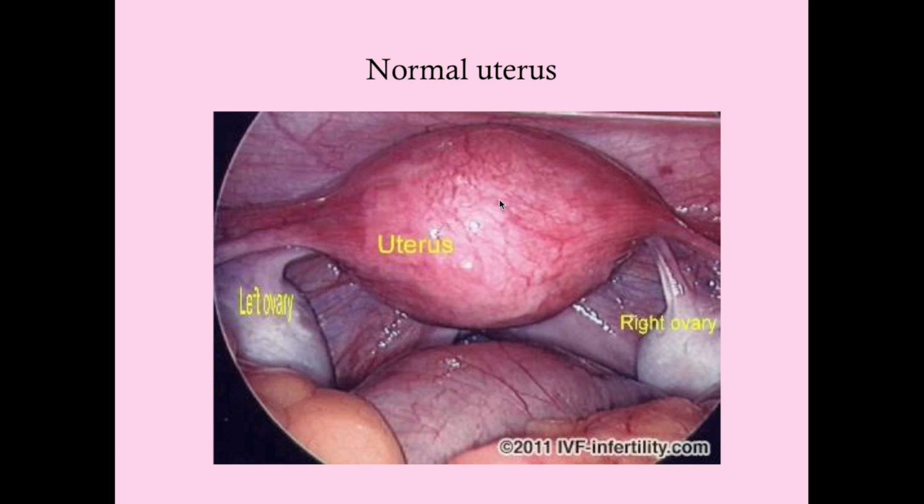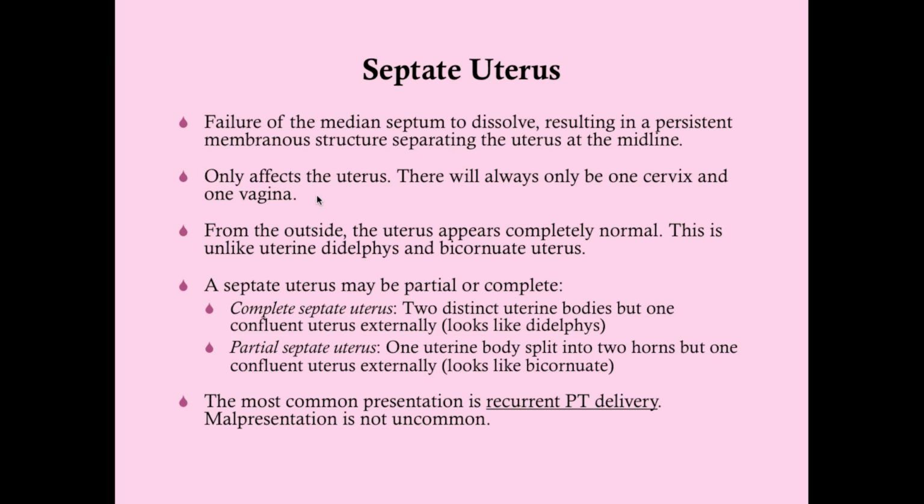The only problem is you have this septum in the middle, and you would not be able to tell that laparoscopically. You would only be able to tell that by MRI or hysterosalpingogram. So this only affects the uterus. There will always only be one cervix and one vagina. From the outside, as I mentioned, the uterus will appear completely normal. This is unlike uterine didelphys and bicornuate uterus, where you would see, if you were to do laparoscopy, that you have two separate uteri, or you have two horns.